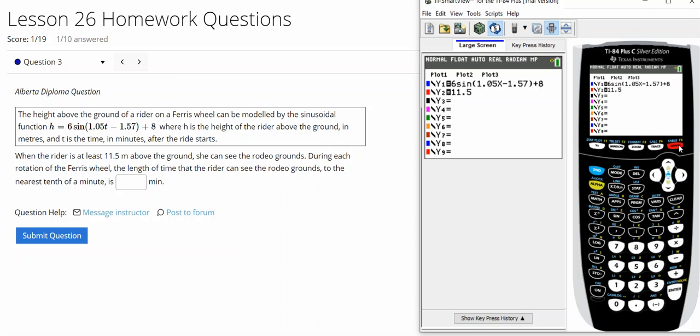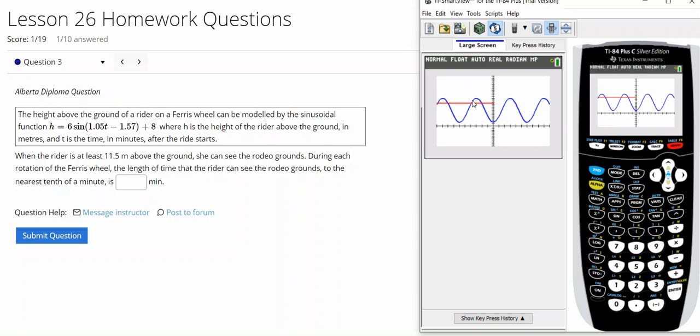Okay, and then we'll do it. So we'll graph that. So then we can see a line kind of cutting off the top of this, right? So it's actually up here where she's able to see the rodeo grounds. So really what I want to do, if this is my time going past, is figure out the length of time from, let's say, this spot, the first one, right there, to right there. I want to figure out that time.